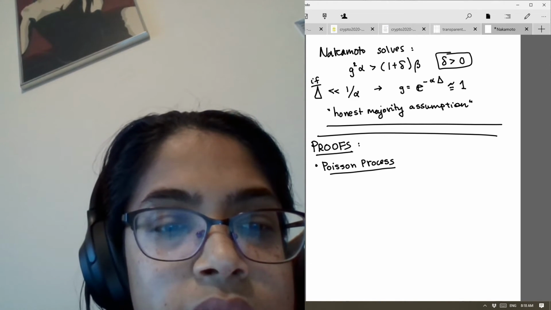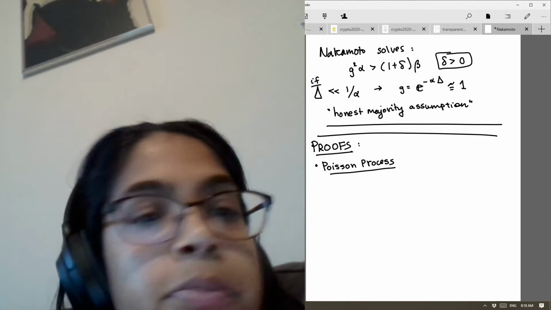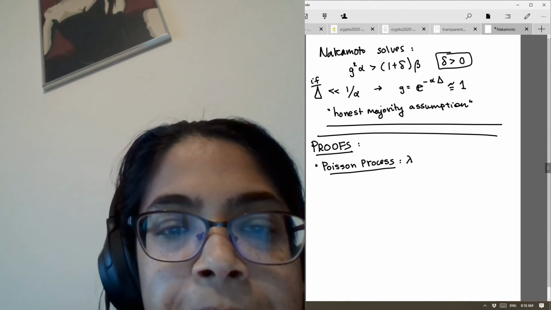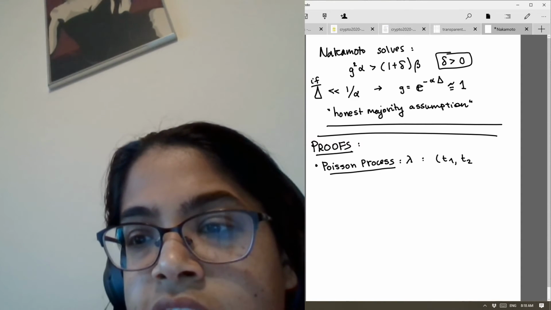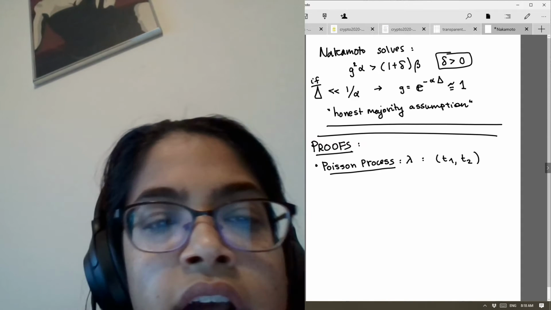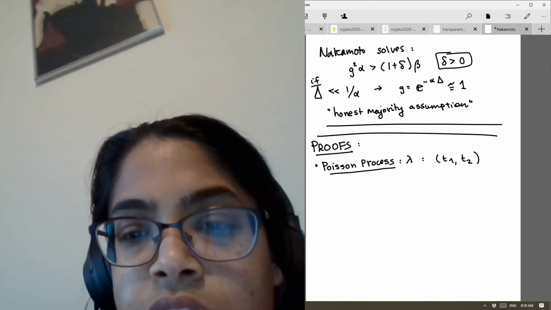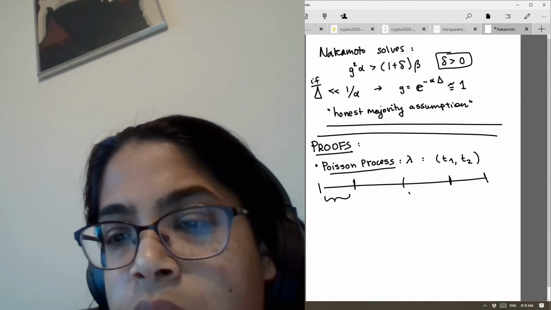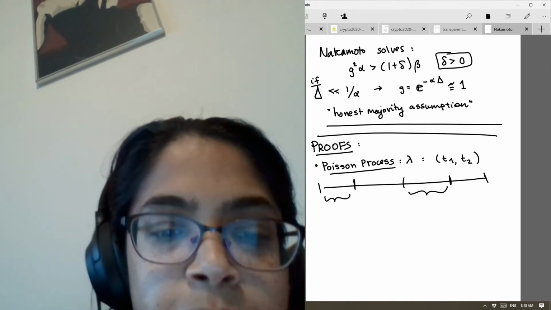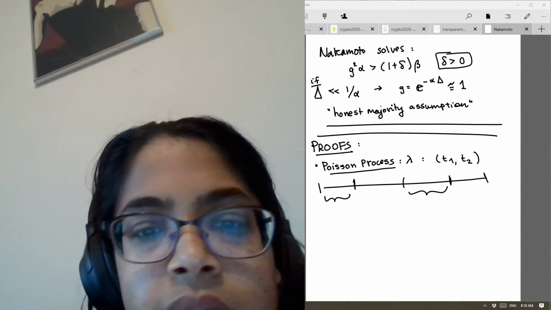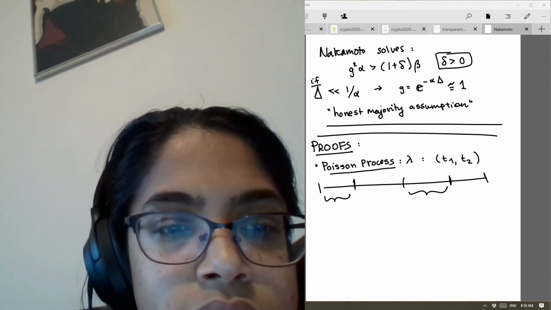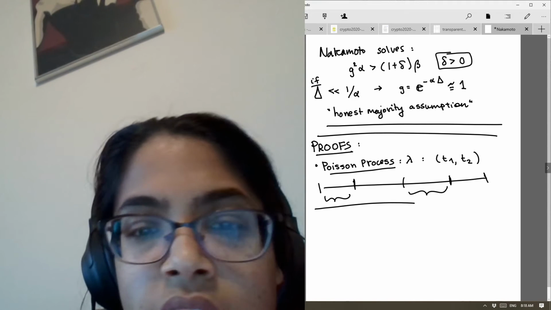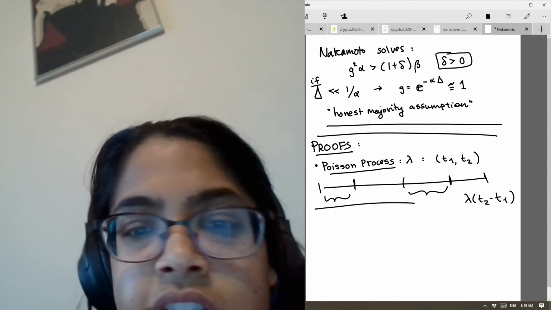And we can make some conclusions when talking about a Poisson process. If the Poisson process has a rate of lambda, then the amount of blocks mined in a time interval t1 to t2 is going to be independent of all other intervals. How many events occur here is totally independent of what events occurred here. That's what it means to be a Poisson process. And the distribution is going to look like lambda times t2 minus t1.